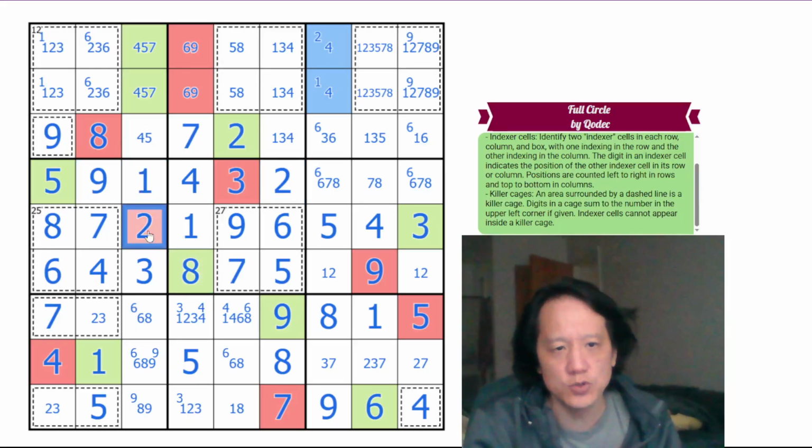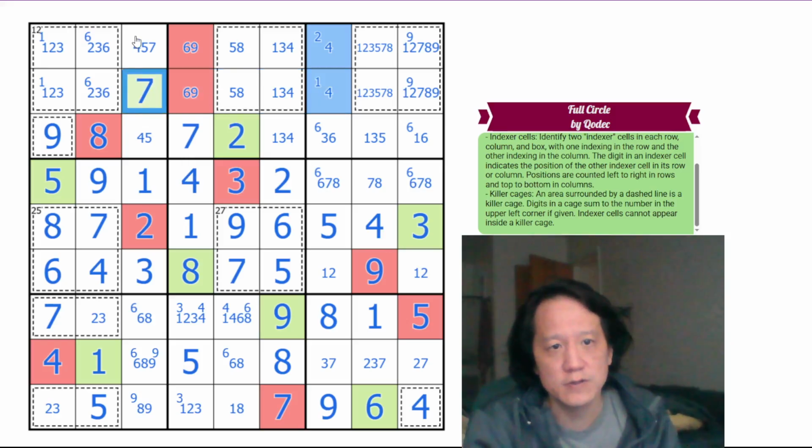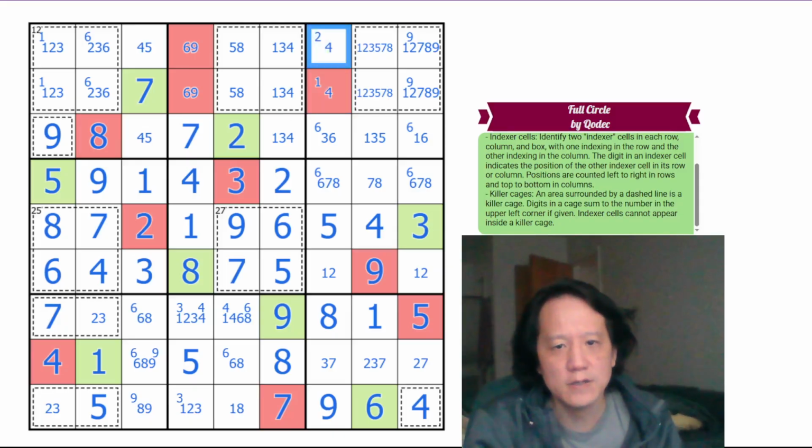So this 2 says the indexer is in position 2, so this cannot be green. This is the green. It references the row, so it must reference here. So this is 7. That means this cannot be 7. That references this, which means this is the red. So this is green. Therefore, this can't be red.